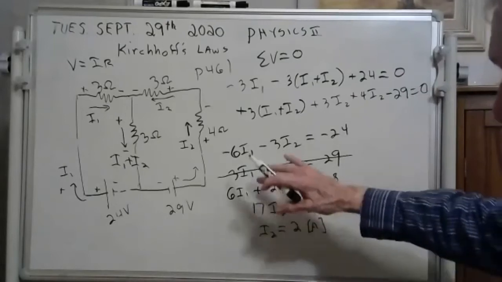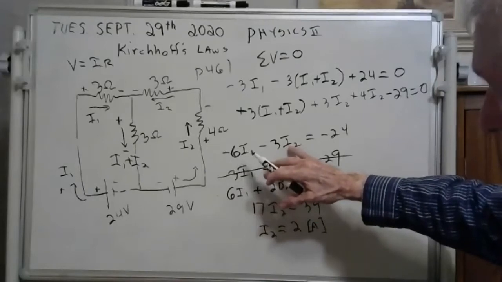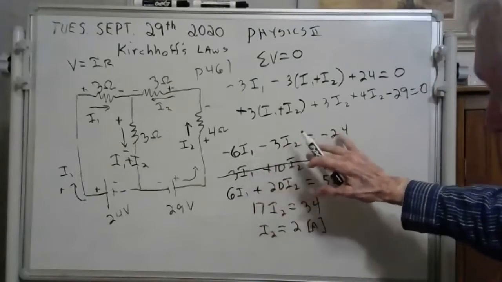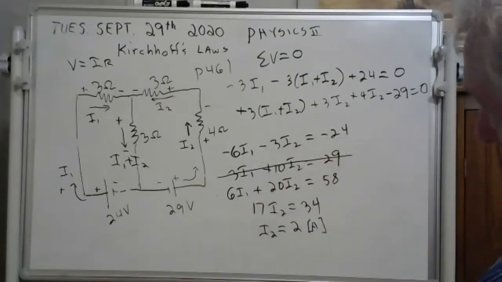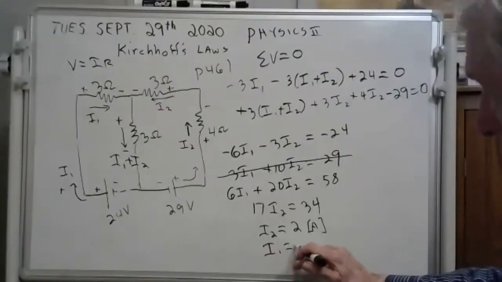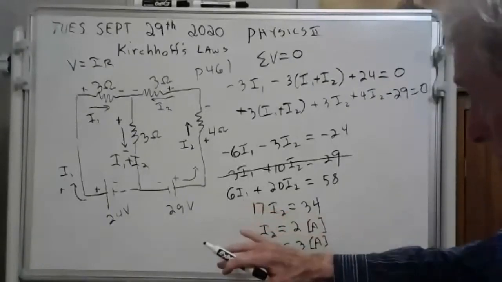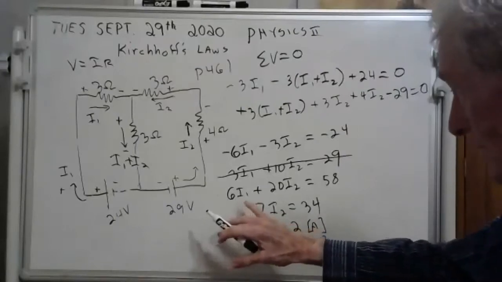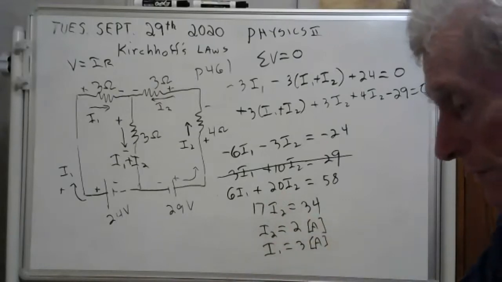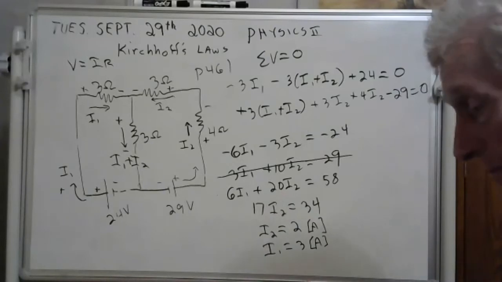Okay, now take that 2 amps and plug it back in here, and we'll find I1. Now, if that's 2 amps, that's a minus 6. And that makes that minus 18. You know what I think we get? I think I1 is 3 amps, but let's double check it. It should work in this equation here. 6 times 3 is 18, plus 20 times 2 is 40. 18 and 40 make 58. Yeah, it works. We have got our answers.